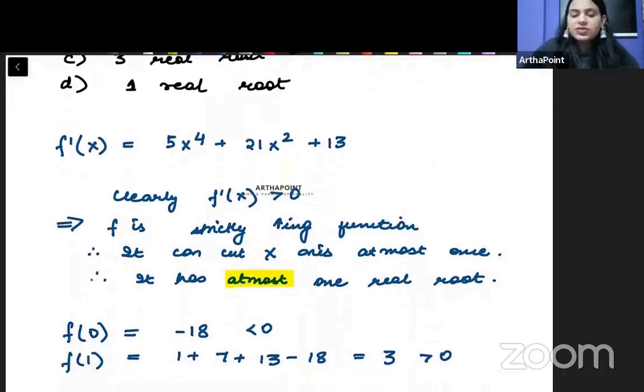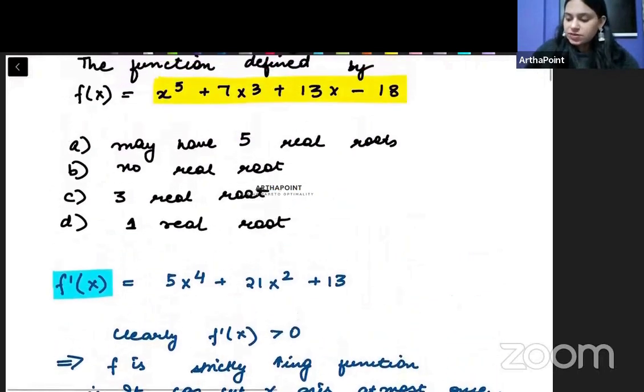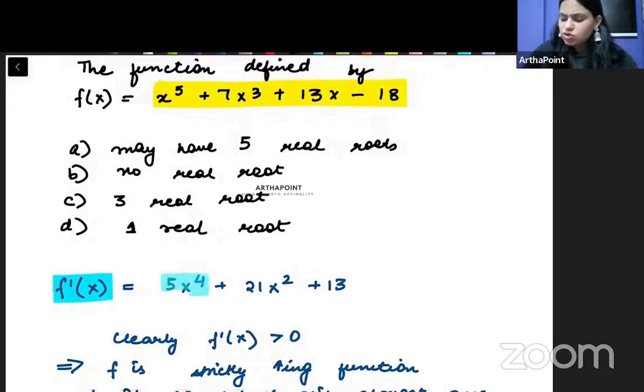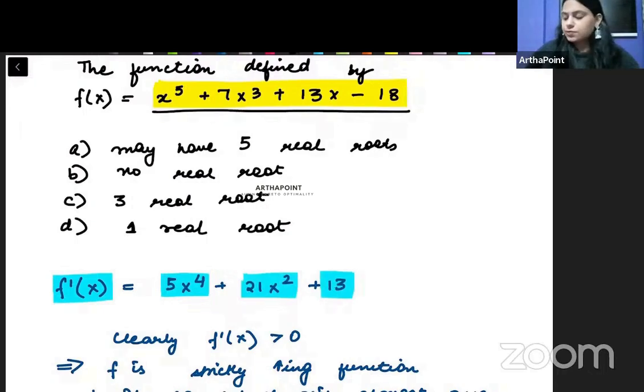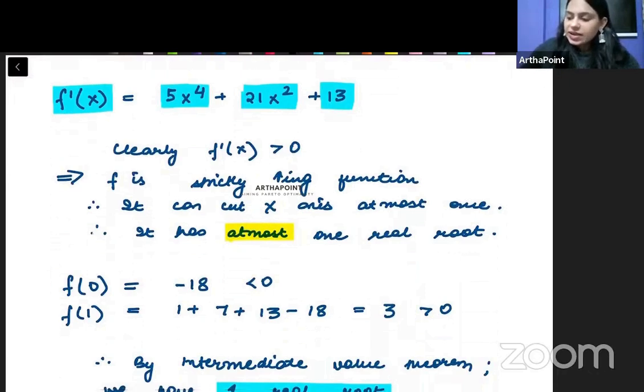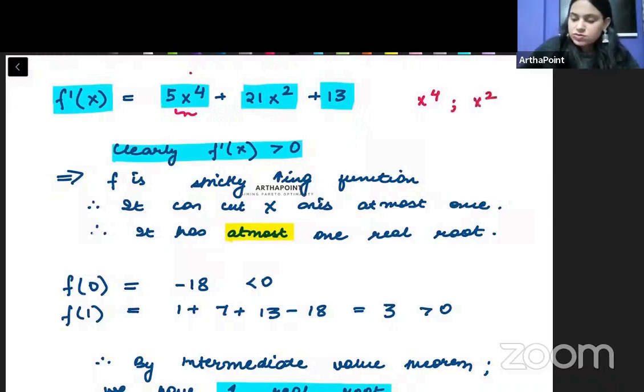Okay, now let's see. You are given this function. So the first thing that you can do is differentiate this function. When I differentiate this function, I will get 5x to the power 4 plus 21x square plus 13. This is what I will get after differentiating this function. Clearly, we can see that f dash x is greater than 0. Why? Because you see this is even power. X to the power 4 can never be negative. X to the power 2 can never be negative. So this will be positive. This is positive.